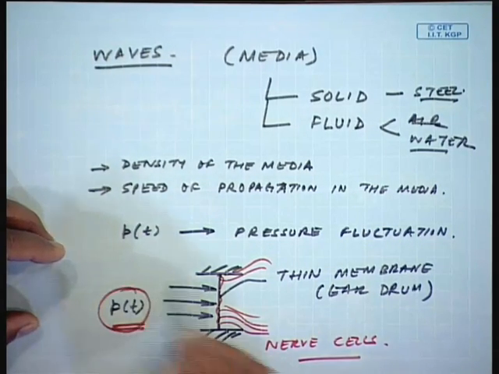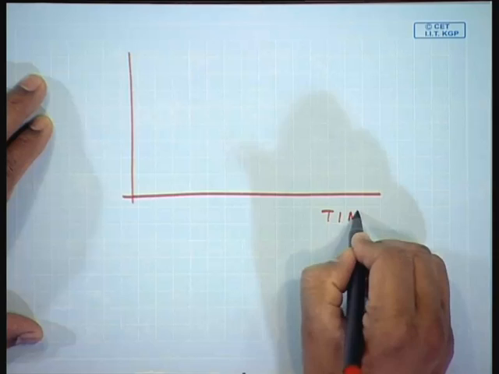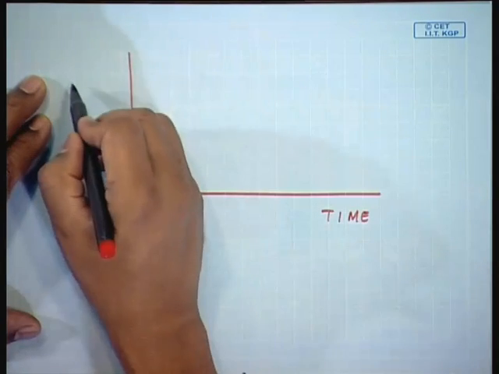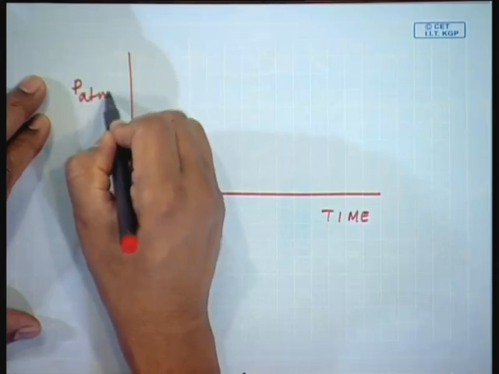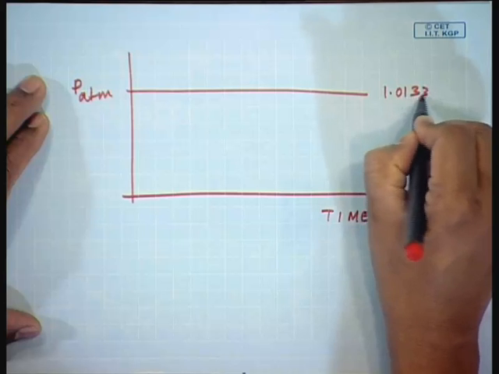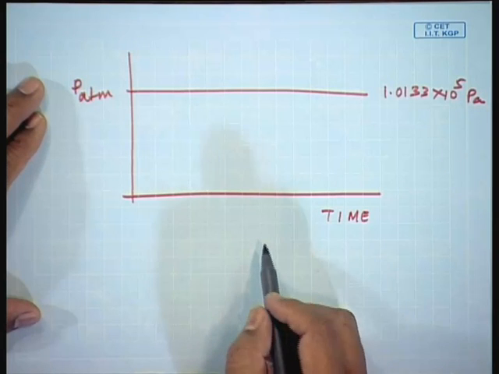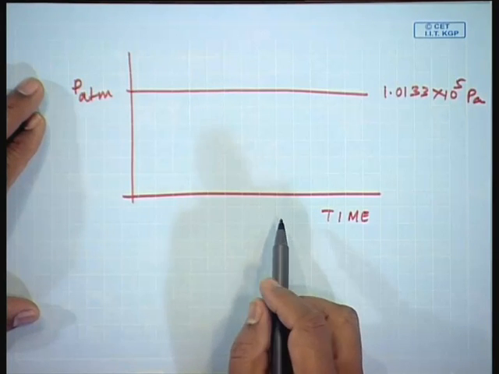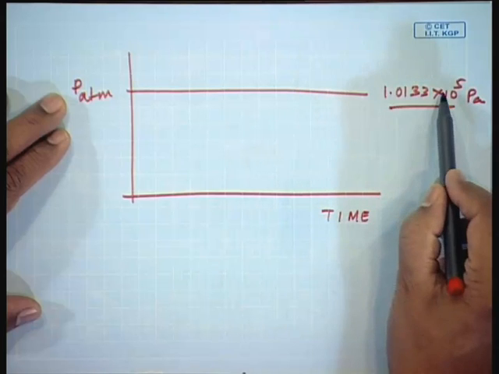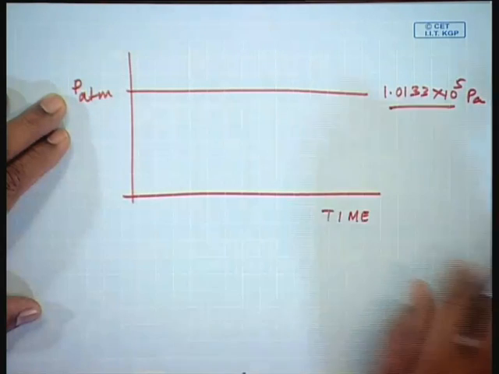But let us look into this pressure wave. For example, right now our eardrum, if you plot the time history of the pressure being incident on the eardrum, this is nothing but the atmospheric pressure, and this is about 1.0133 x 10^5 pascals. This is incident on our eardrum. So, this is a very, very high value of pressure our eardrum is being subjected to.